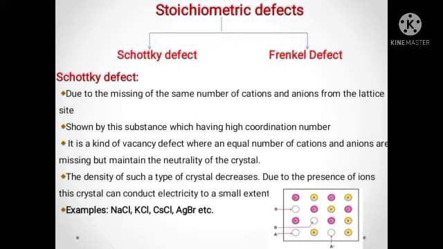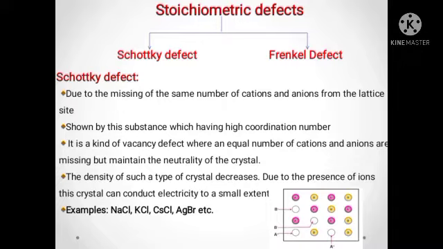In stoichiometric defect, the stoichiometry of the compound remains the same as shown by their chemical formula. It is also called an intrinsic or thermodynamic defect. It is further divided into two types. First one is Schottky defect and second one is Frenkel defect.